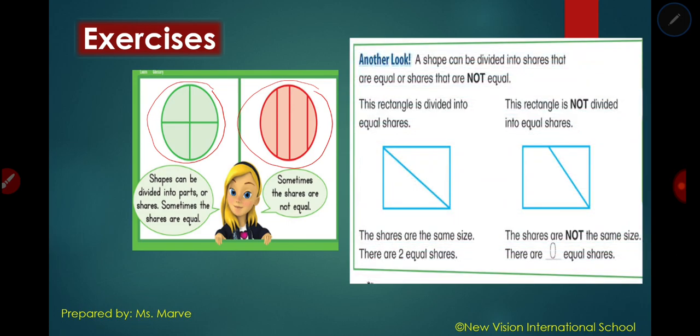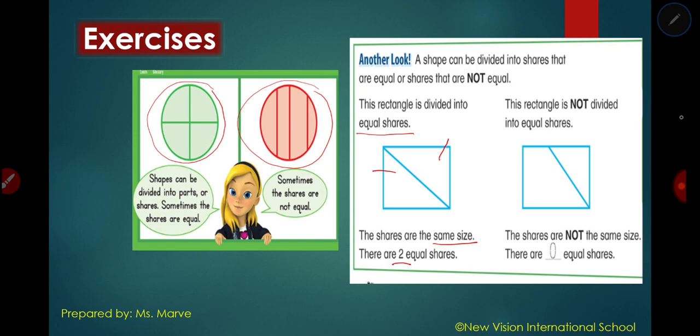Okay, so how about this example on the right side? Let's take another look at this. This rectangle is divided into equal shares or equal size. So let's count how many shares there are. We have 1, 2. So you can read this one as 2 of the whole. Understood? Okay, so the shares are the same size. And there are how many equal shares? It's 2. Very good.